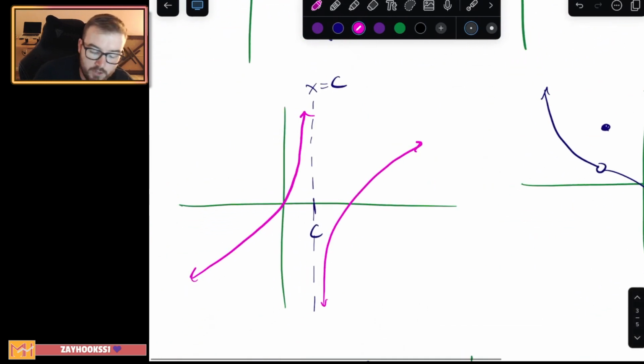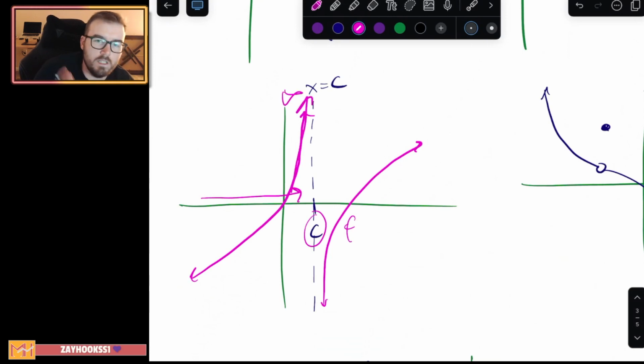And here's some vertical asymptotes, right? What's happening here? So again, let's just call this thing f. As we approach it from the left, as we approach what from the left? C. As we approach this c value from the left, what is our function doing? It's shooting up towards positive infinity. So as we're approaching c from the left, our limit is infinity.